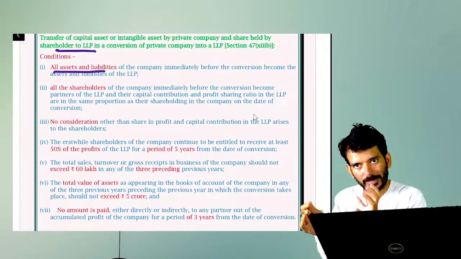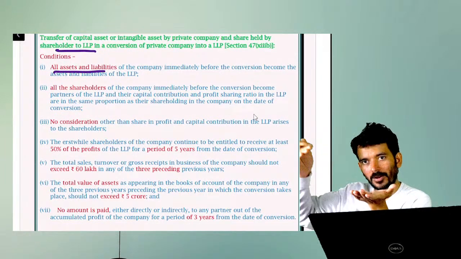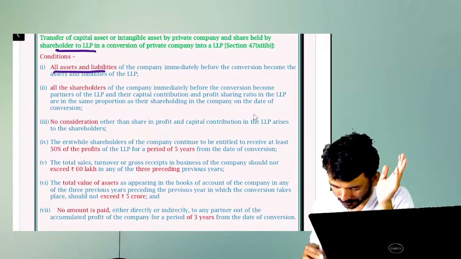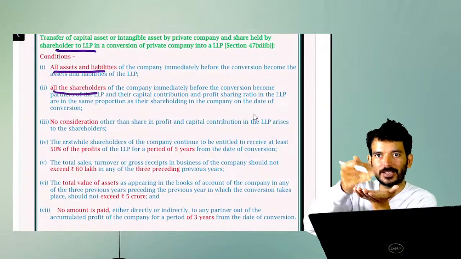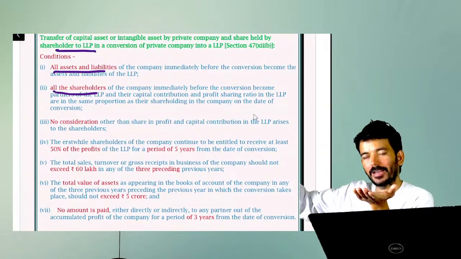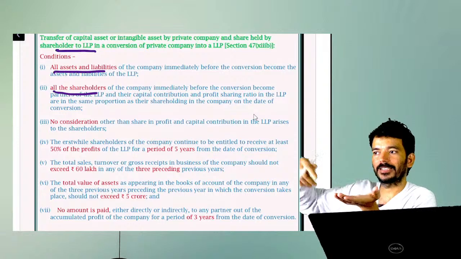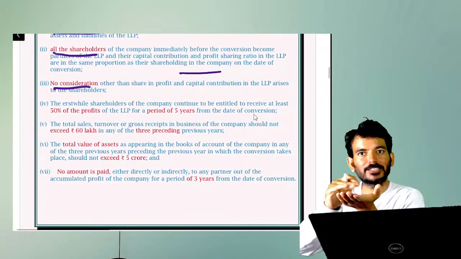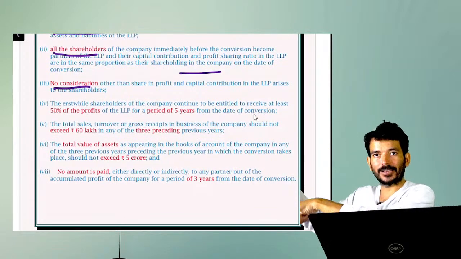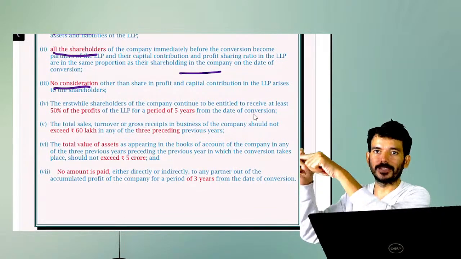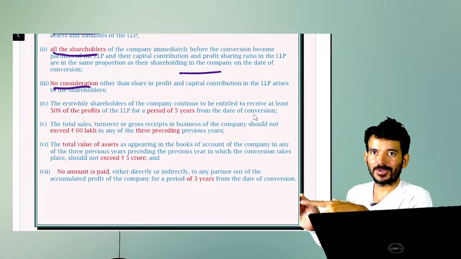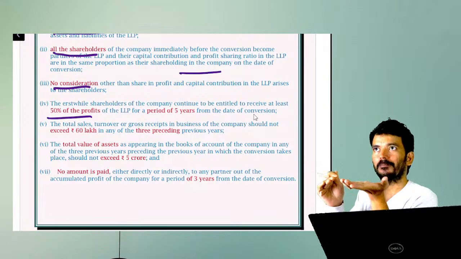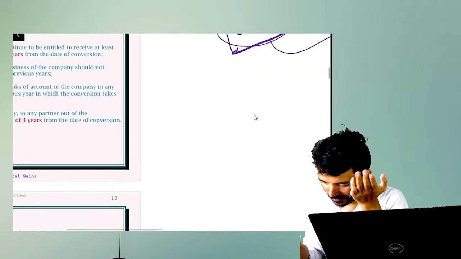All the assets and liabilities of the company should become all the assets and liabilities of the LLP. All the shareholders of the company should become partners of the LLP. Don't say the word shareholders, say the word partners in that LLP, and they should not receive any other consideration other than the capital contribution. Don't say shareholding, they will use the word capital. Okay, partners in the LLP, and they should have 50%. Same logic.